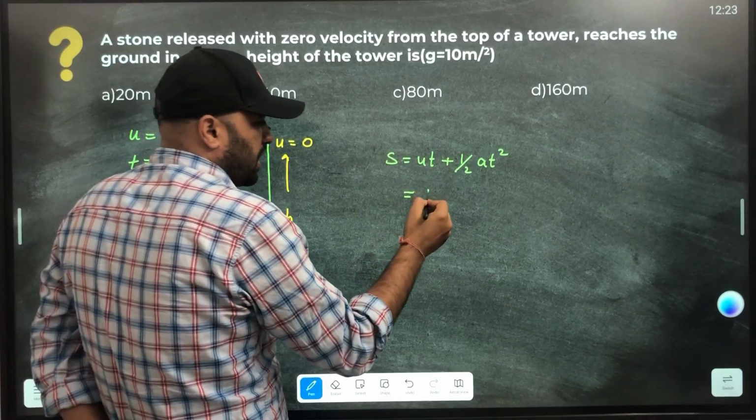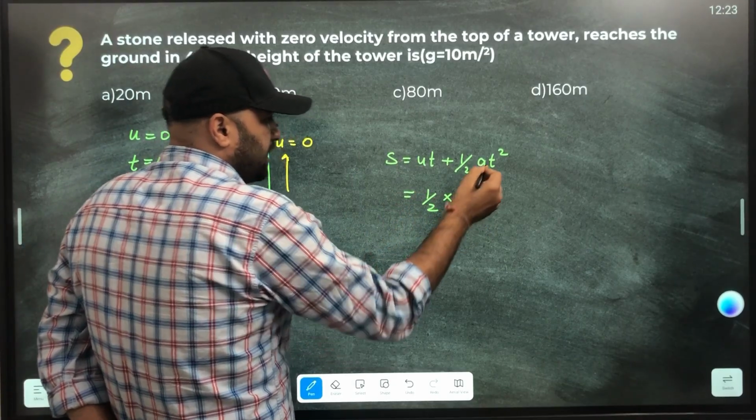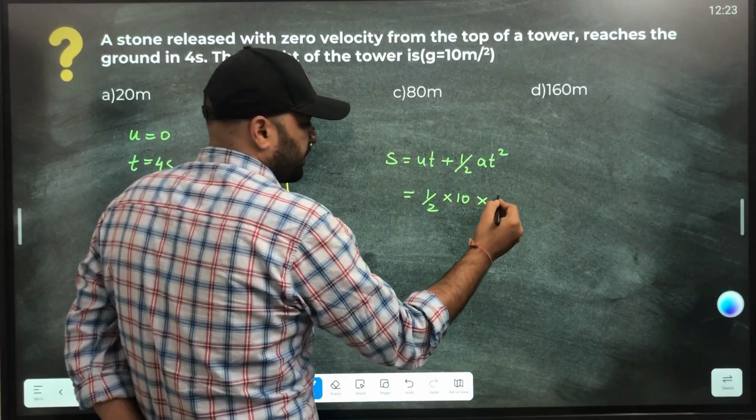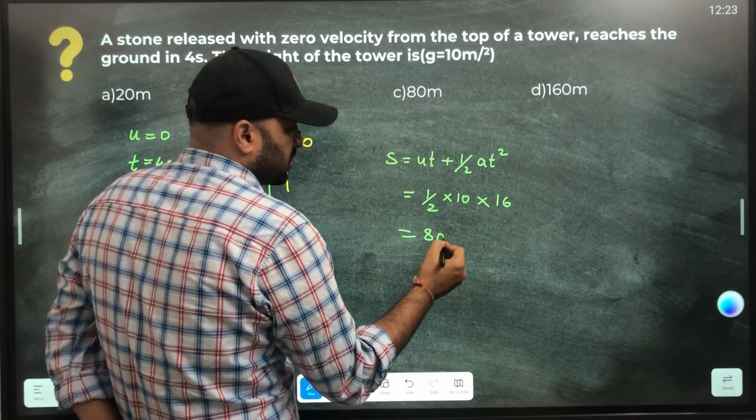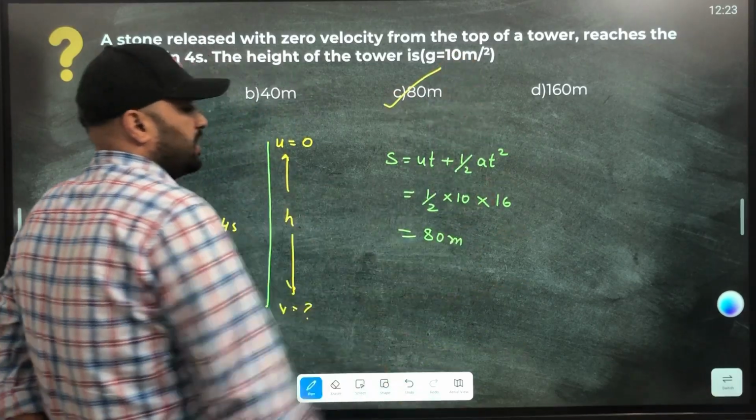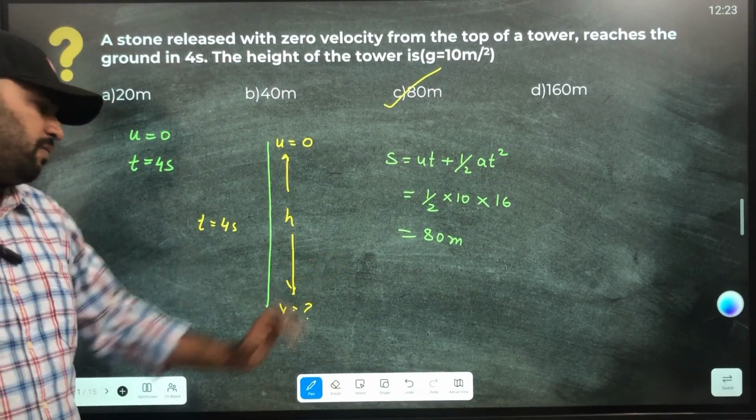U is 0 straight away. Half g is 10. T square will be 16. Correct. So this will be 80 meters. Is there any option? Yeah, option C is correct, 80 meters. I hope this is clear. Straightforward problem from NEET PYQ. Let's see the next question.